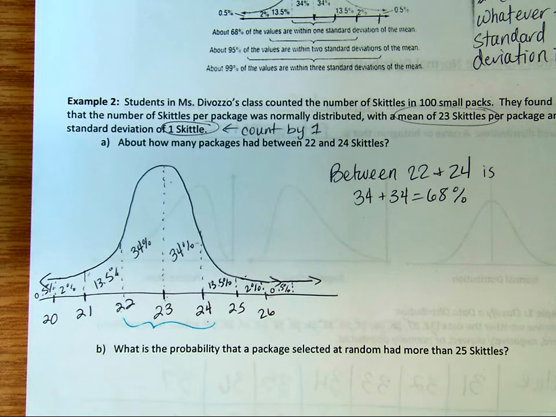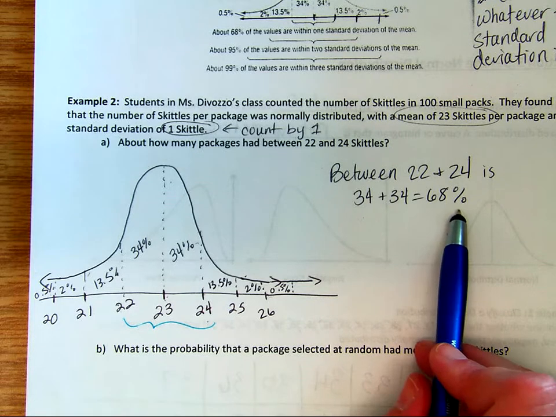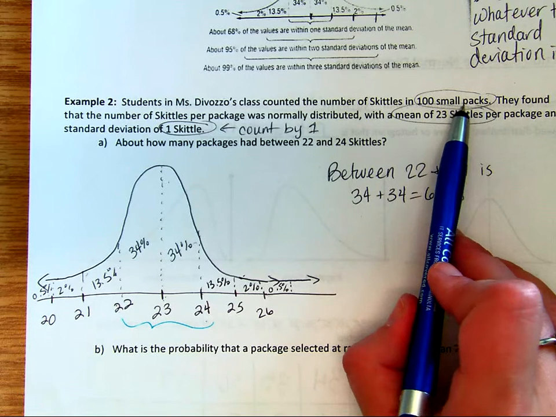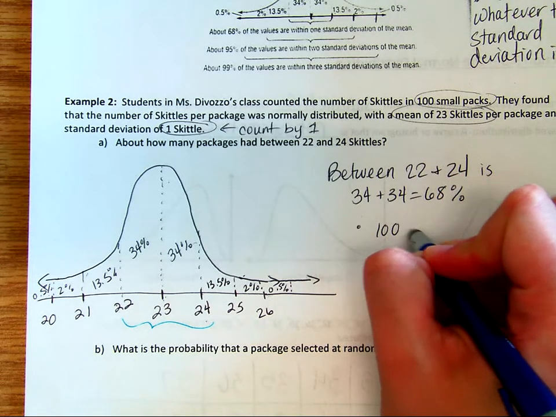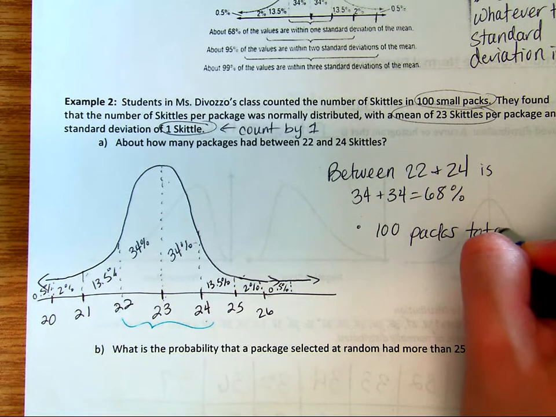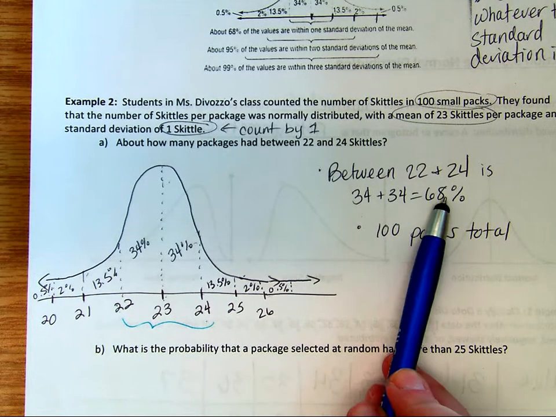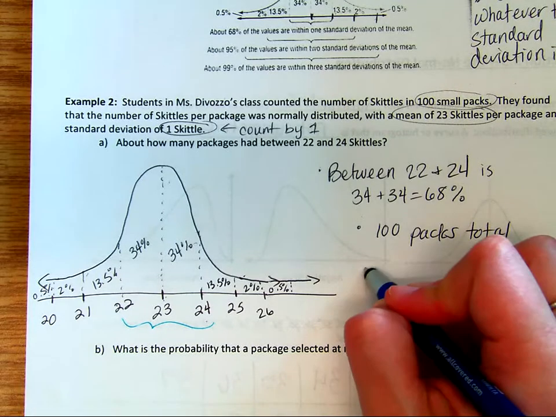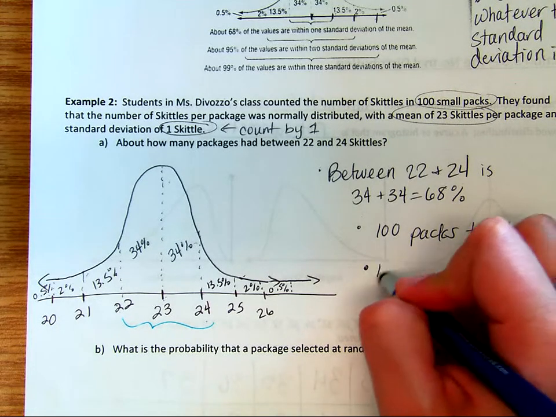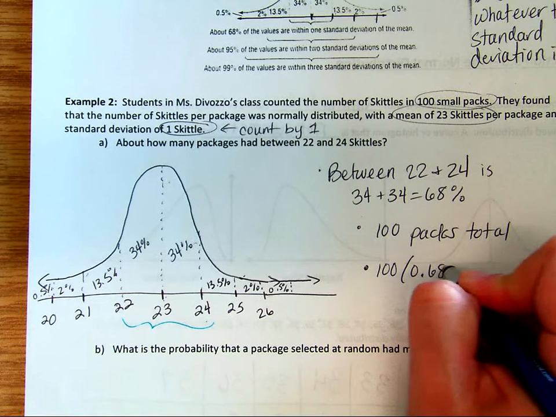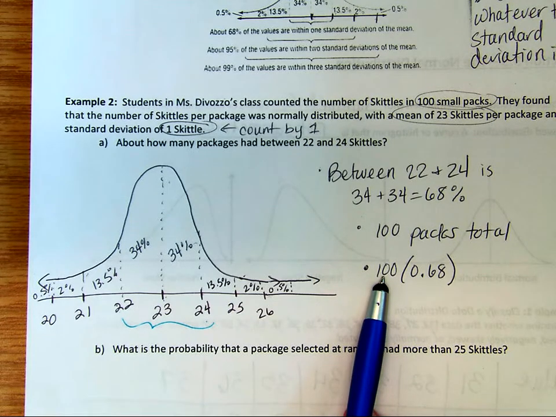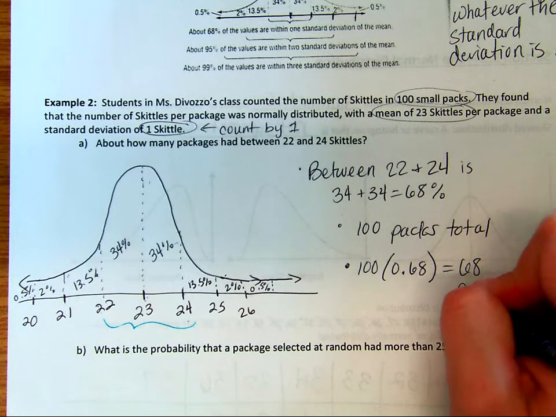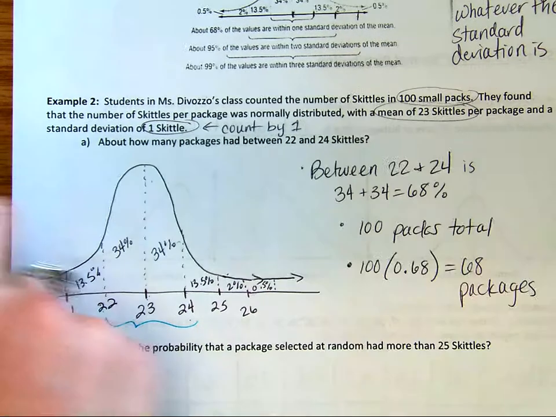And, well, how many packs is that, though? I know the percentage. Well, the key is they tell me the total amount of packs I was working with, which was 100. So I know there's 100 packs total. So I want 68% of that number, 100. 68% of the total 100. And whenever you're finding a percent, you take the total, multiply it by the decimal form of the percent. So I'm going to do 100 times 0.68, and that's going to give me 68 packages. And that's my answer.